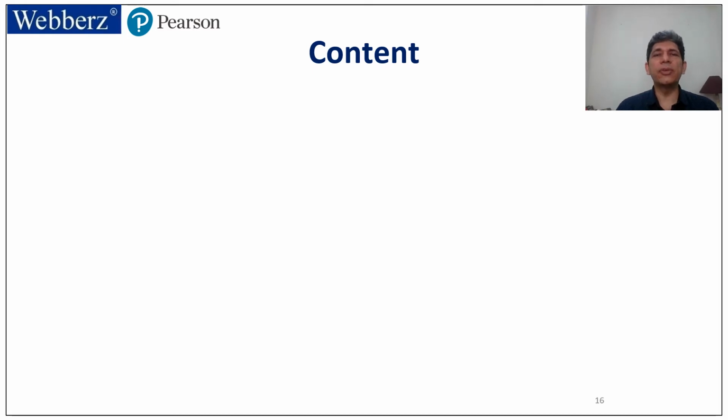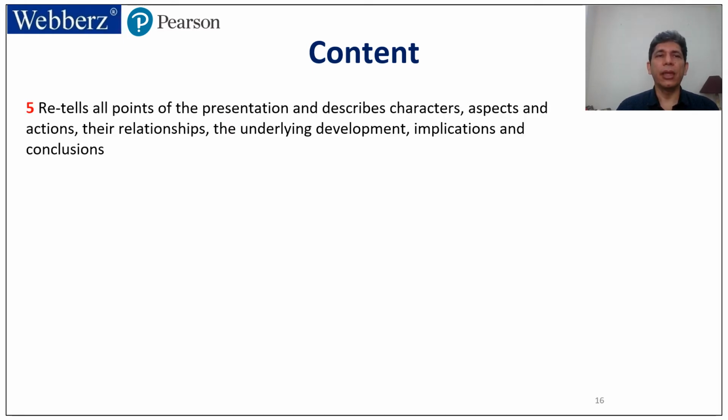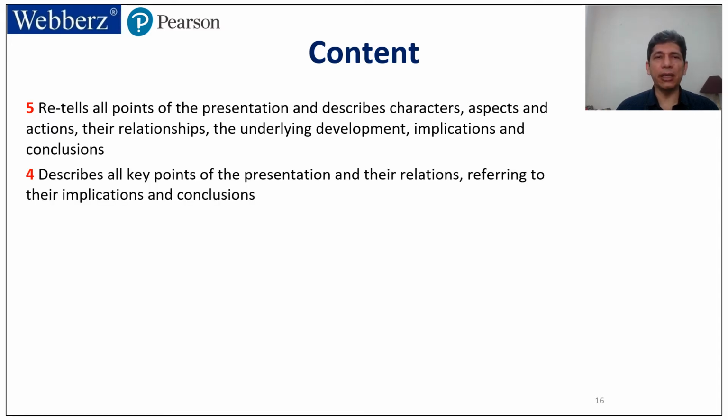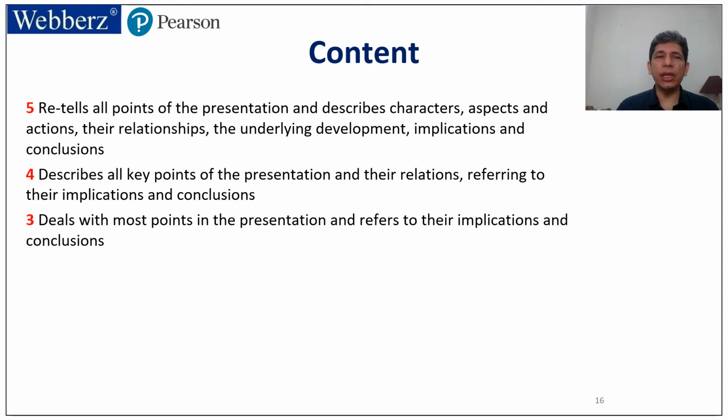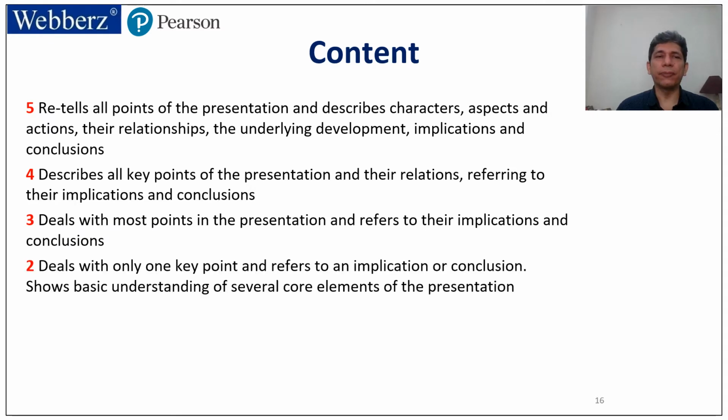The content is the trickiest of the marking. A candidate will get 5 marks if he is able to explain everything in the lecture, which means the characters, their actions, their relations, the development of the lecture, and the conclusion. If he misses out something and does not talk about the development, character, or the relationships, he would be getting 4. He would get 3 in case most points are discussed and conclusion is given.